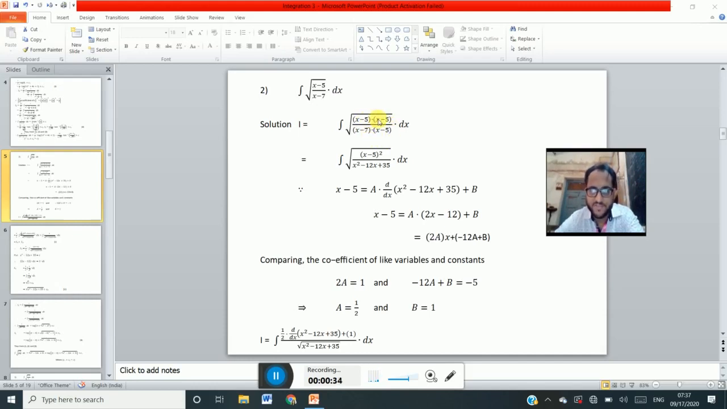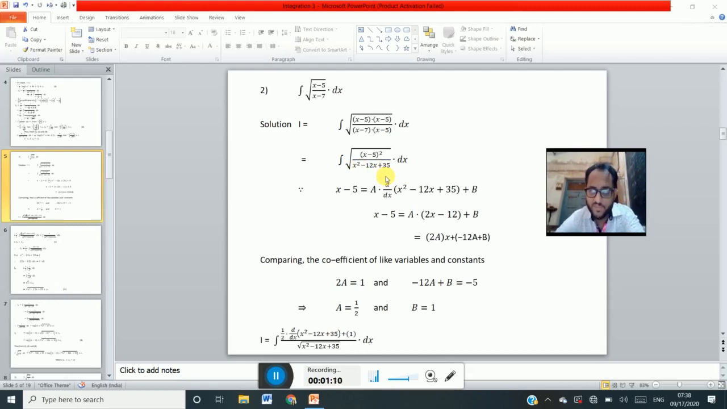So numerator is a into a means x minus 5 whole square, and denominator is x square minus 5x minus 7x, that is minus 12x, and minus 7 into minus 5, that is 35. Right. Now if we see, this is the standard form of px plus q upon root ax square plus bx plus c, because in numerator square root and square get cancelled. So we got the term as x minus 5 upon root x square minus 12x plus 35. That is the standard form of px plus q upon root x square plus bx plus c.